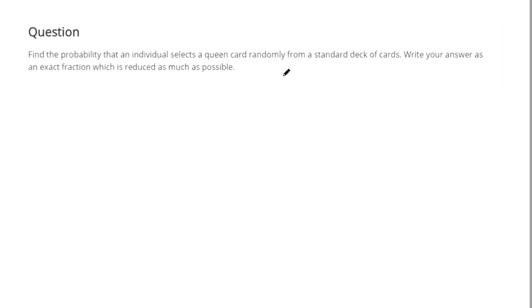We're asked to find the probability that an individual selects a queen card randomly from a standard deck of cards. So there's 4 queens, and there's 52 cards in a standard deck. So if you simplify that, I think that's 1 out of 13.